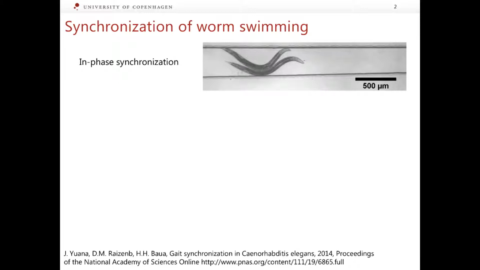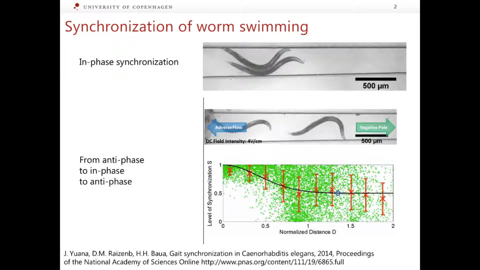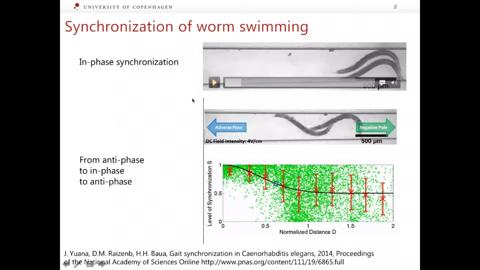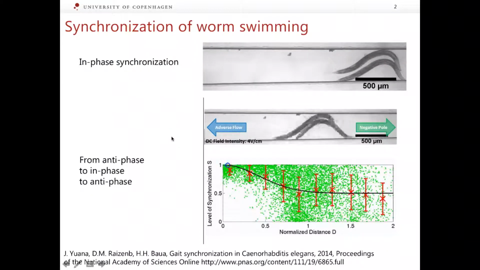However, if they are allowed to swim far away from each other, their frequencies can still be the same, but their bodies can be antiphase. The video here shows how the style of synchronization changes depending on the distance between the worms. When the distance is large, which corresponds to the far right position of the blue circle in the lower panel, the worms swim in the antiphase manner.